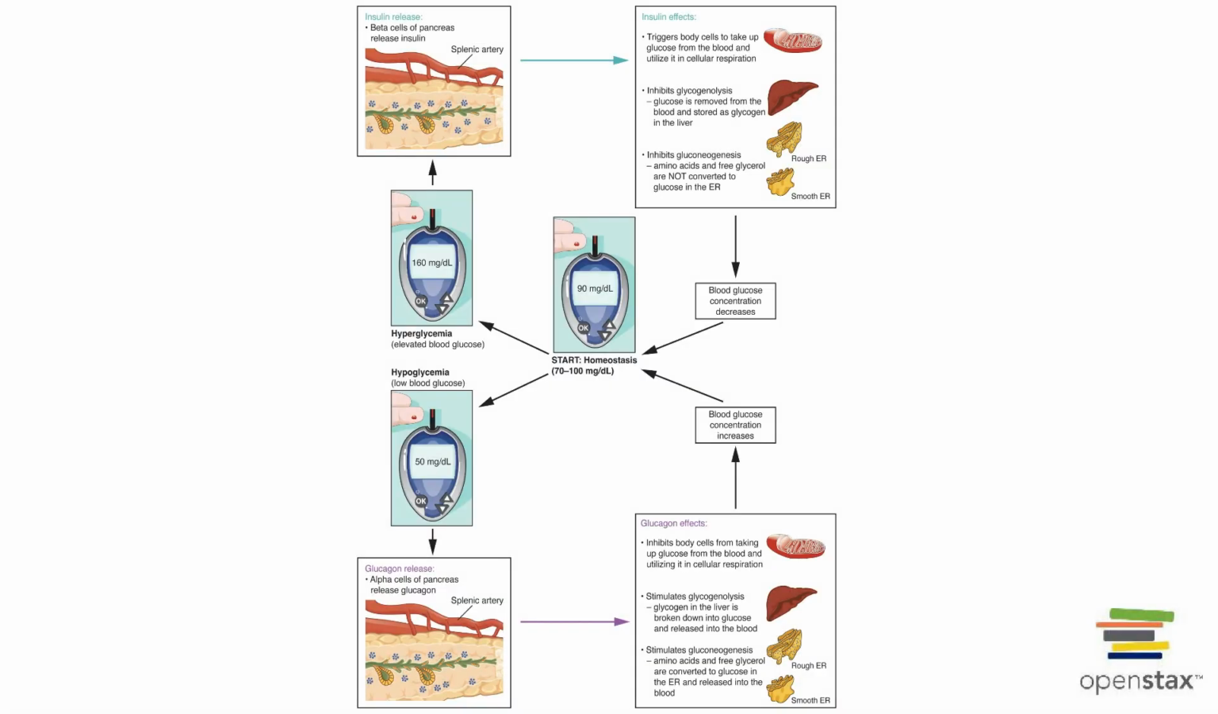Both insulin and glucagon are released in response to humoral stimuli, changes in the blood glucose concentration. These hormones are produced by different cells in the pancreas and work as opposite negative feedback mechanisms that counteract each other to balance blood glucose homeostasis.